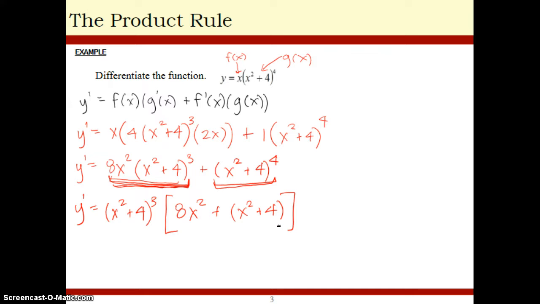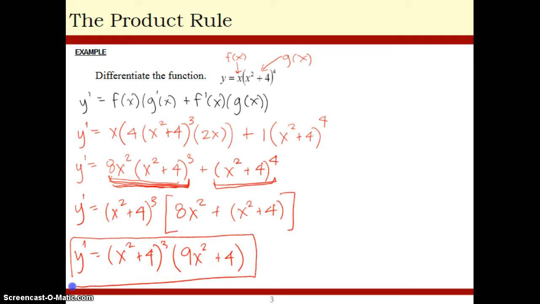So now that we factored that out, do you see we can simplify this to be x squared plus 4 cubed times 9x squared plus 4. And this is the answer form that my math lab is going to be looking for. They want you to find a common term, factor it out, and then simplify after factoring. So I hope that makes sense.